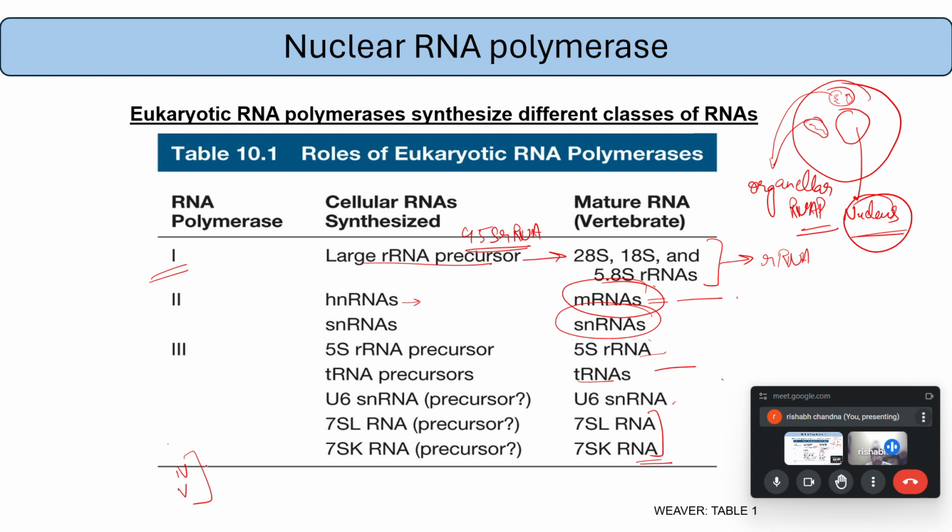RNA polymerase 4 is related to siRNA production in plants, and 5 is related to the regulation of this siRNA. These two RNA polymerases are discovered in plants yet, no signs in animals.